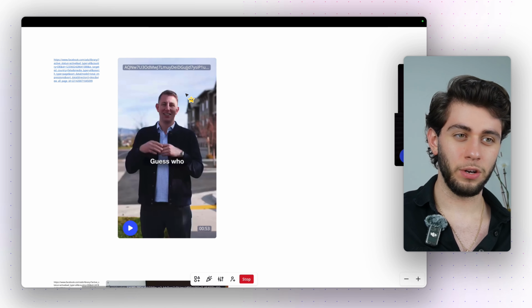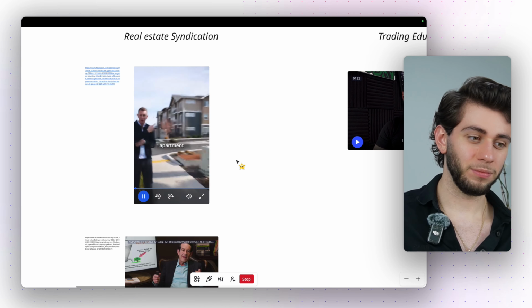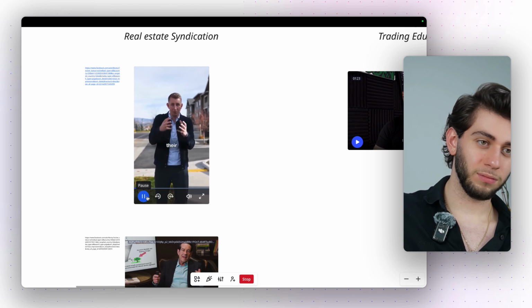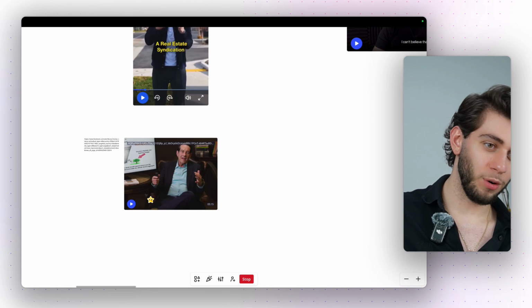Guess who owns these apartment buildings? 98% of the time, it's not billionaires. It's a bunch of everyday people who pool their money together. It's called a real estate syndication.